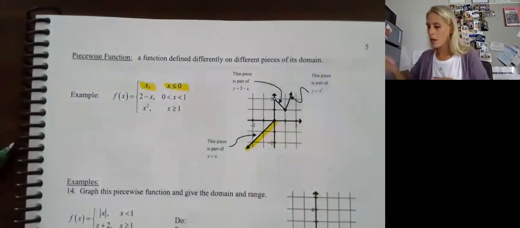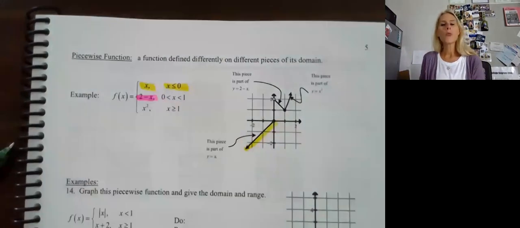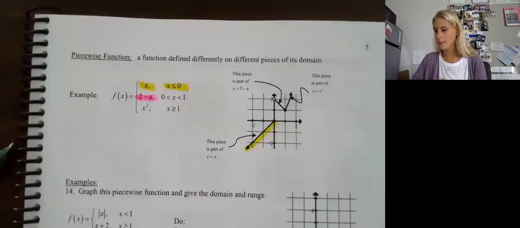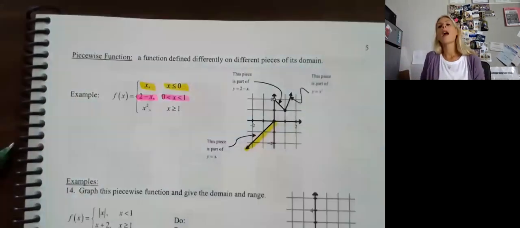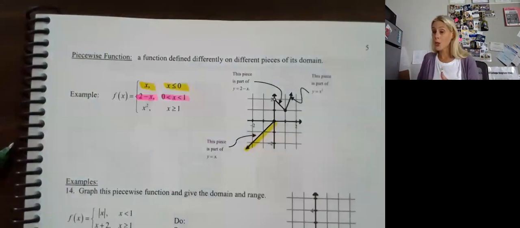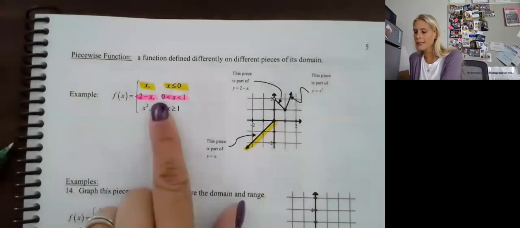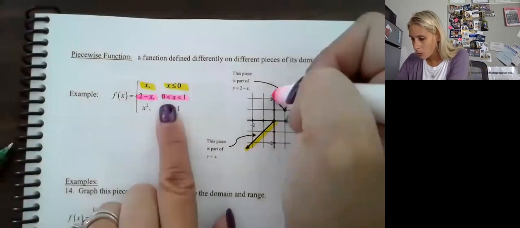Now, the second part is another linear one, but it's 2 minus x. So it goes in the opposite direction, and the y-intercept is at 2. We're going to do that from 0 to 1. The other way that you could graph this, guys, is to actually plug in 0. So 2 minus 0 is 2, and it's not equal to, so that is why it's open.